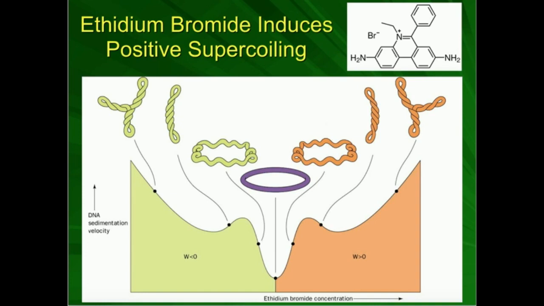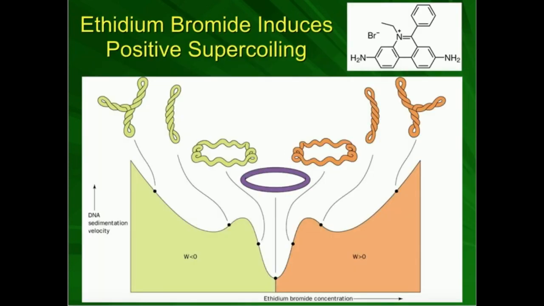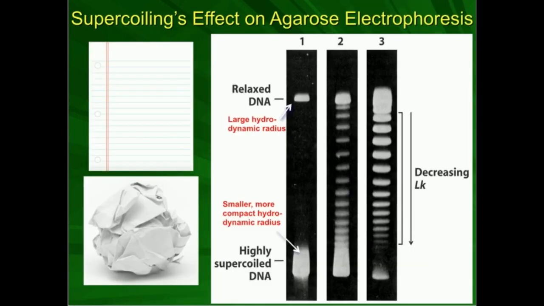This purple one, the relaxed one, is not going to migrate very far. However, if I were to look at any of these supercoiled ones, they're going to go much further. They're going to be more like this band down here. And that's because the way you can think about it is when it's supercoiled, it's more aerodynamic because it's more crumpled up, so to speak.